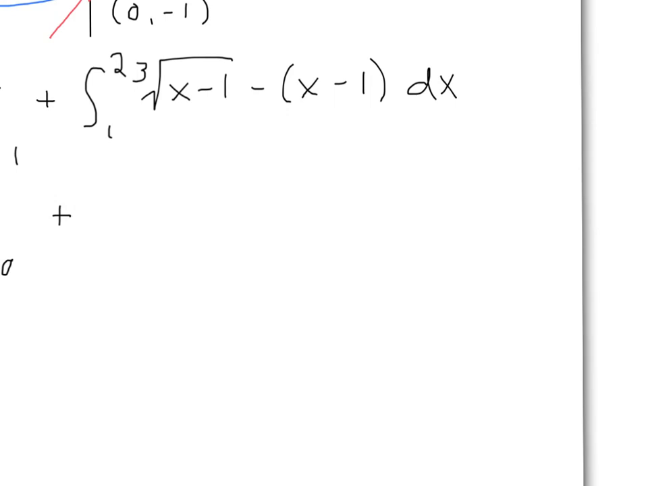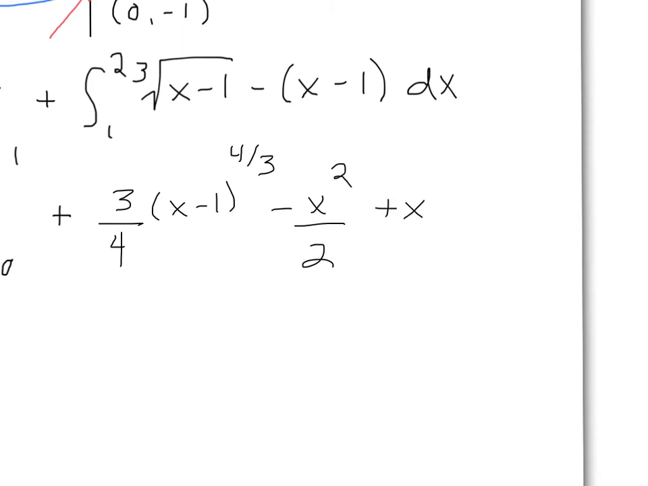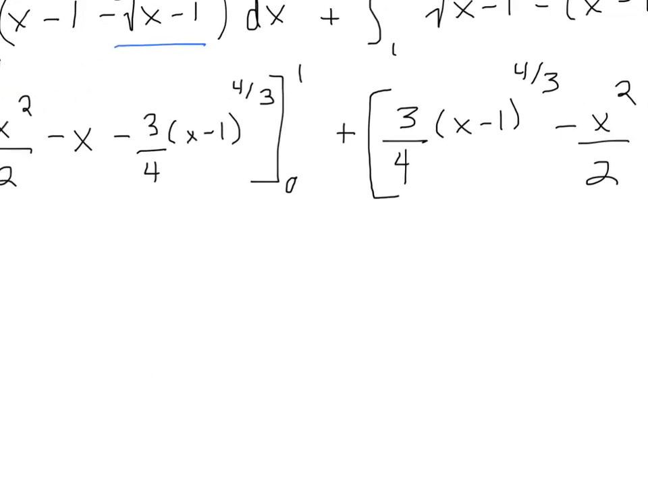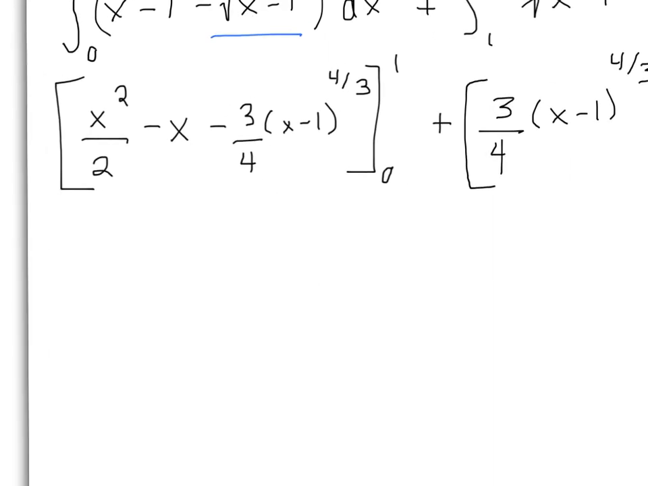Fortunately, the integration is going to be the same because you have the same expressions. So the cube root of x minus 1 will integrate to x minus 1 to the 4/3 over 4/3, and then minus x squared over 2, and then plus x when we distribute that negative, and evaluate everything from 1 to 2. All right, let's come back over here and do my least favorite part, the arithmetic.